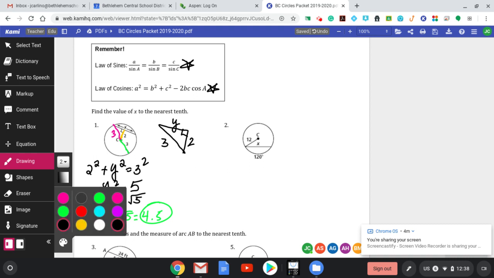All right, let's look at this next one right here. I got 120 degrees for this arc, so the arc measure is 120. I got a radius.